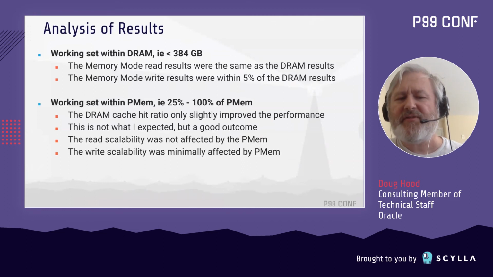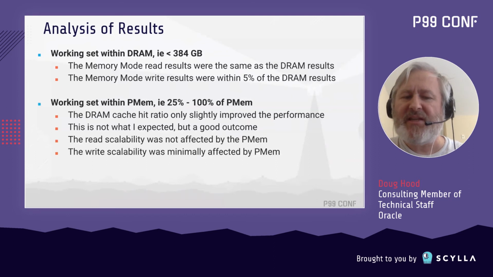The second set of results was when I was forcing the working set to be absolutely huge, taking up almost all of the memory. That means I'm using some DRAM, but mostly persistent memory. My expectation was the cache hit ratio would significantly affect the performance. But surprisingly, it didn't seem to have that great an effect. So that's a good outcome.